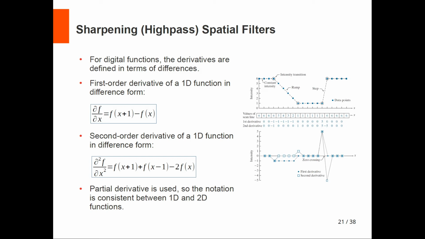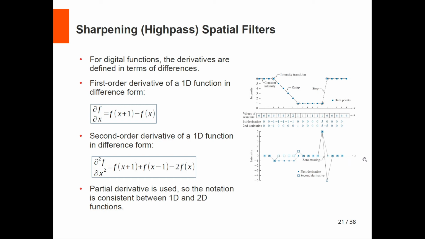And finally, we said that the first derivative is non-zero in the area of an intensity ramp, but the second derivative is 0 in the area of an intensity ramp. So let's just see how it works. So here we have this intensity ramp. As you can see, the first derivative is non-zero. In fact, it's -1 because the slope of this line is -1, but the second derivative is 0.